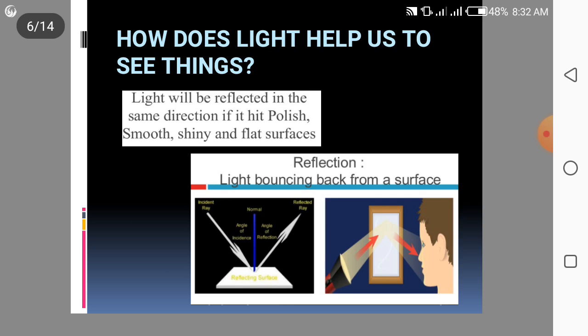Reflection. How does light help us to see things? Light will be reflected in the same direction if it hits polished, smooth, shiny and flat surfaces. It means bouncing back from a surface when it is smooth, shiny and flat.